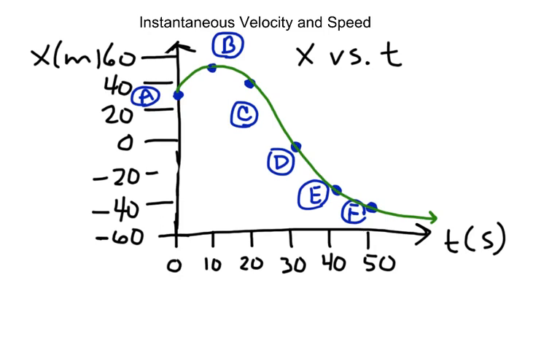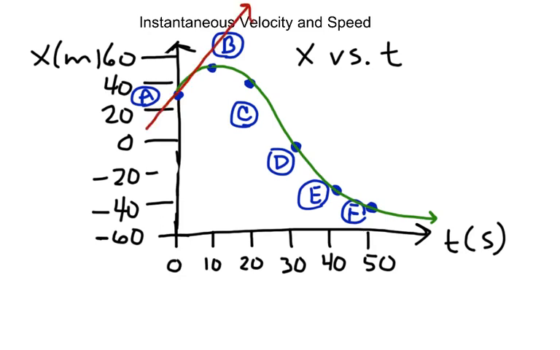So in this position versus time graph, if we wanted to look at average velocity, all we would need to do is find the slope between any 2 points on this graph, and that would give us the average velocity. Instantaneous velocity, though, tells us what the velocity is at one point in time. So for example, let's say we wanted to know the instantaneous velocity at point A. Well, at point A, that would be the tangent at point A.